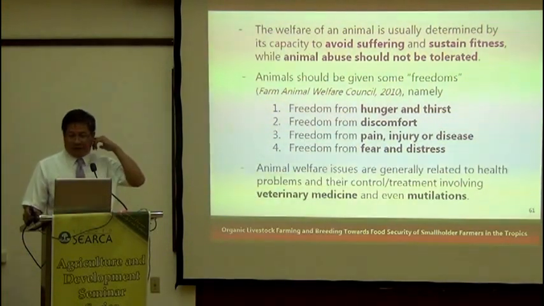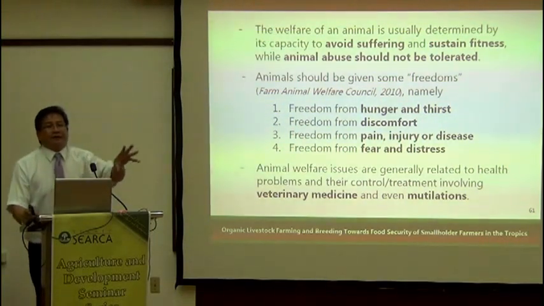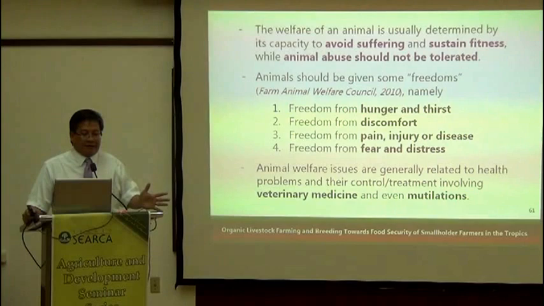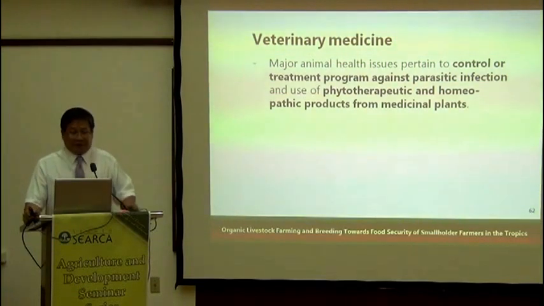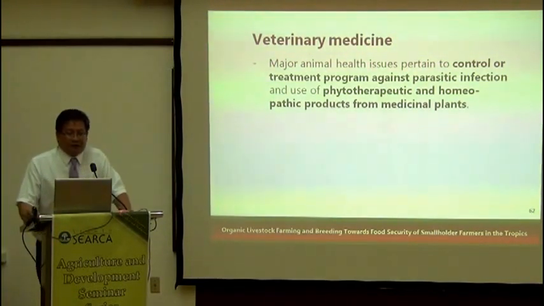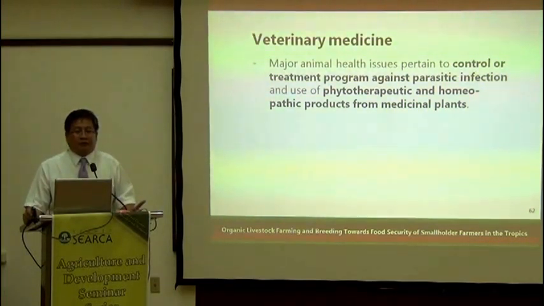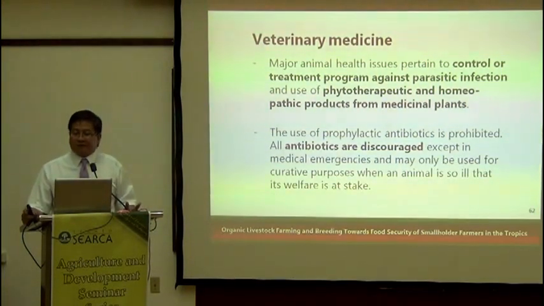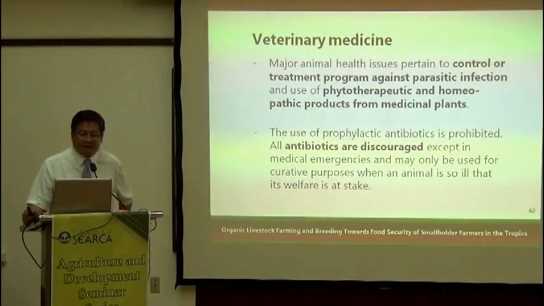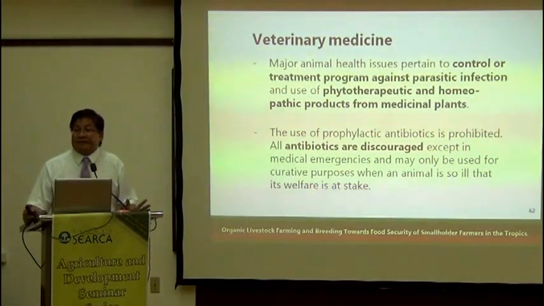Animal welfare is also related to health problems and their control, and this could usually be related to two things. One, those to be covered under veterinary medicine, and the second would be issues about mutilations. Starting with veterinary medicine, I'm not a veterinarian, but according to the literature, the major health issues pertain mainly to two things. One will be the control or treatment program against parasitic infection, usually encountered in organic livestock farming. And second, the use of phytotherapeutic or homeopathic products from medicinal plants, ethno-veterinary, and then the use of prophylactic antibiotics is prohibited. In fact, antibiotics for that matter are discouraged, except in medical emergencies where you can use them for curative purposes, when the animal is so ill that its welfare is at stake.